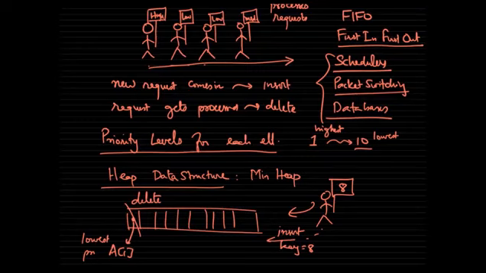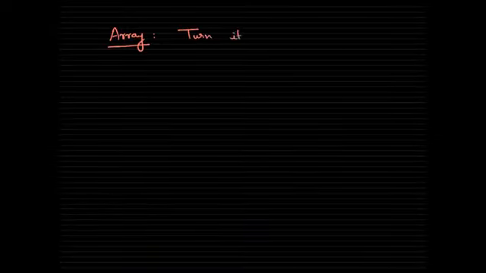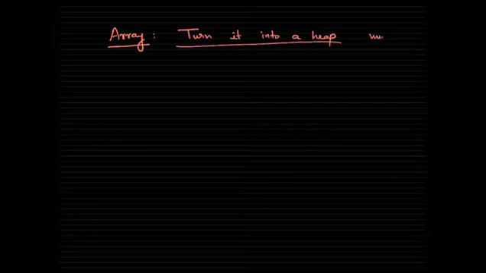All right. So the last application I would like to talk about is turning a given array. So suppose I have a random array. I would like to turn it into a heap. Okay, specifically a min heap. But if I taught you how to do a min heap, hopefully you know how to do a max heap. Okay, so how do I turn an array into a heap?